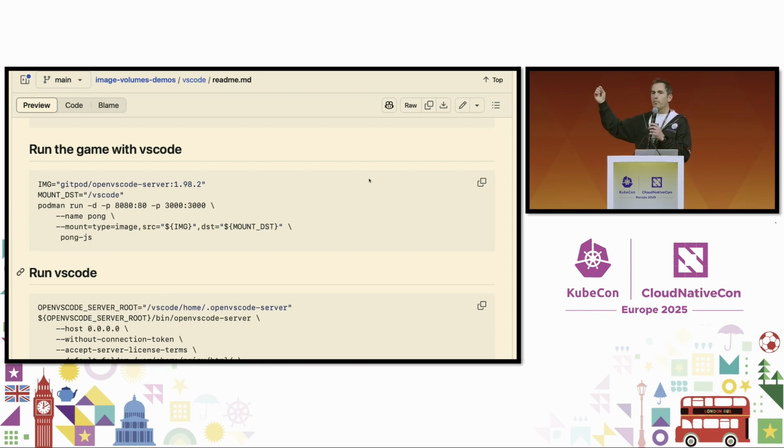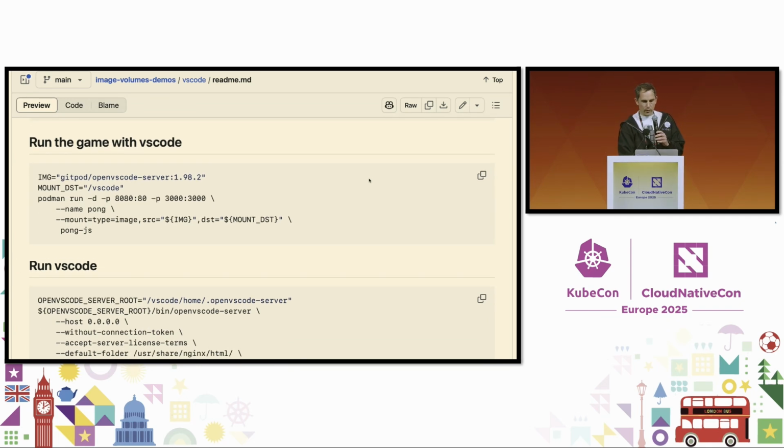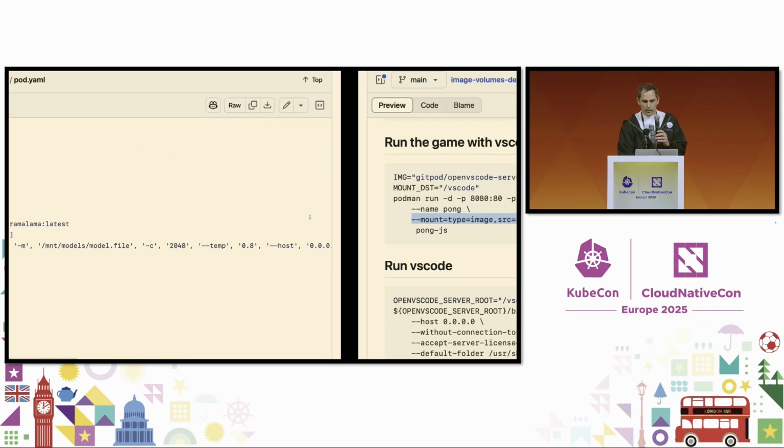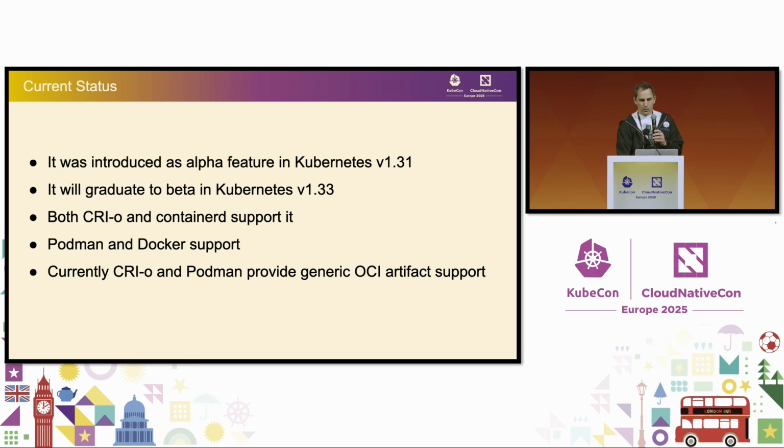Here I'm using Podman to run it. I wanted to have this second example with Podman because Podman and Docker are starting to support volumes of type image as well. So you can run and test those kinds of volumes locally as well. In this case, the line that mounts the image is this one. All right, so these are the two use cases.